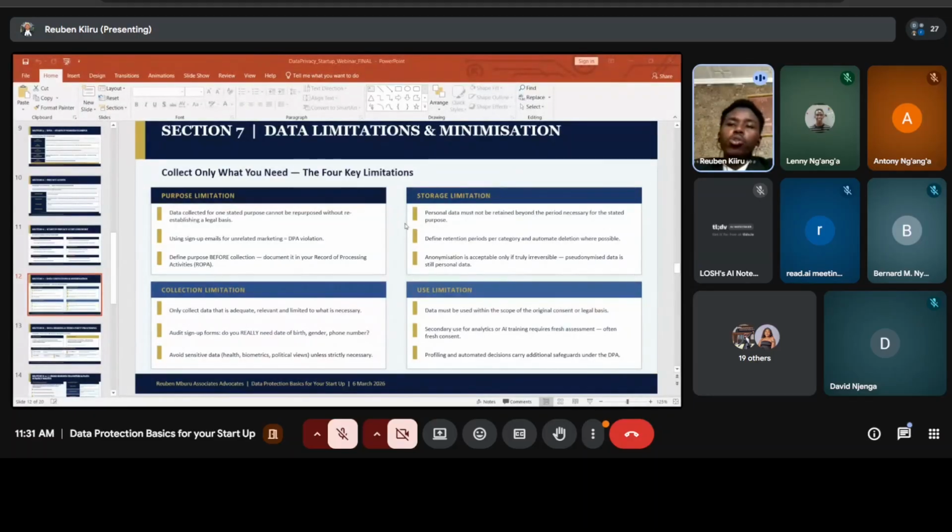And even now, you also have a collection limitation. So you limit the amount of data that you collect. Only collect what is adequate, relevant, and what is necessary. So audit all the forms that you have.